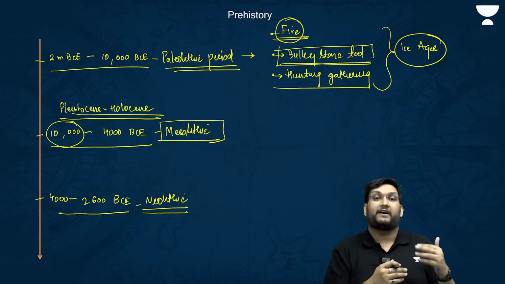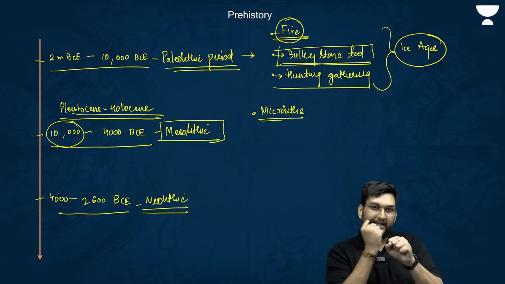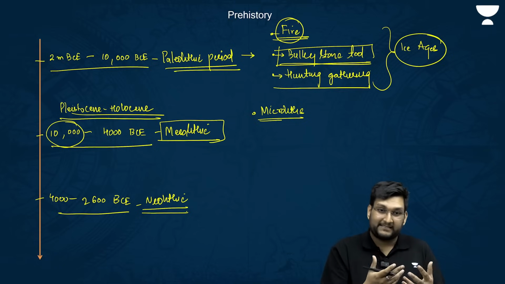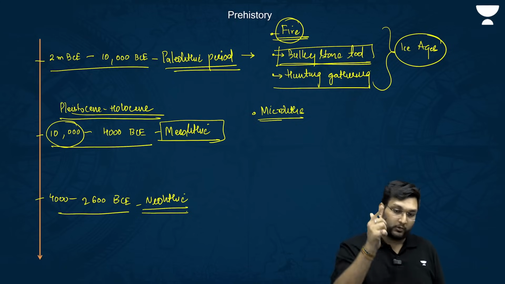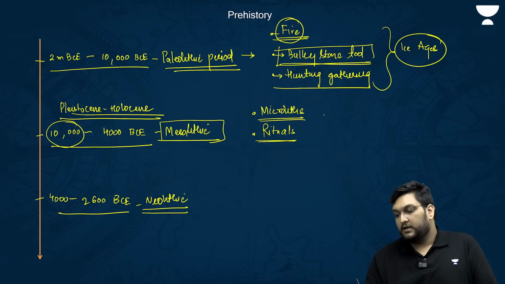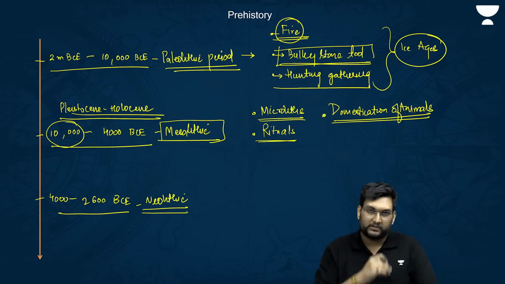The first is the era of microliths, as you need smaller tools which can be tied to wood and thrown as a spear, or you need a better axe itself, from hand axes to axes which could be thrown. The second is equally important, which is that rituals develop during this period, and last but not the least and the most important, domestication of animals. So we believe that the concept of animal husbandry developed during the Mesolithic period.